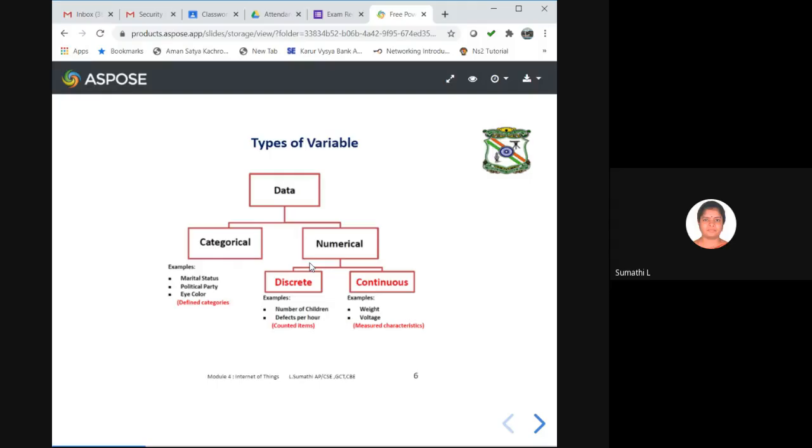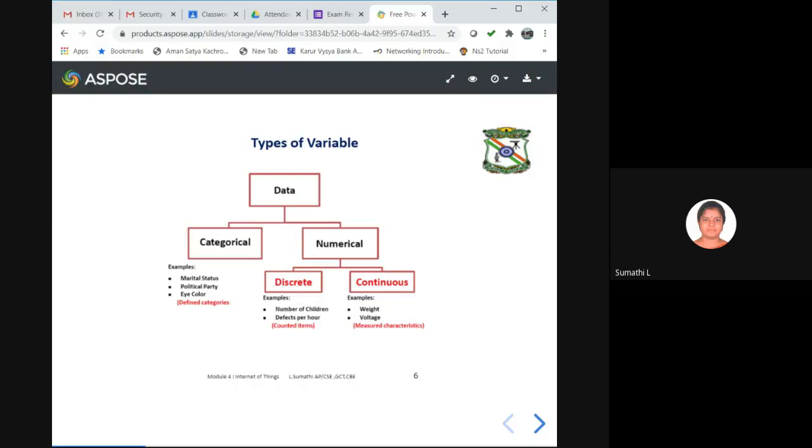Numerical means it can be either discrete values or continuous values. What is discrete and what is continuous? Discrete means, if I ask you, age cannot be continuous. The age is discrete. You can say only one value. For example, the number of children, right? All these are your discrete. Continuous means your height, your weight, all these are your continuous variables.